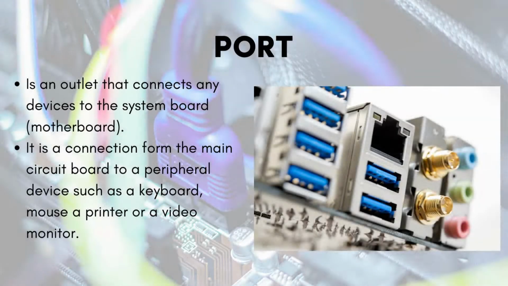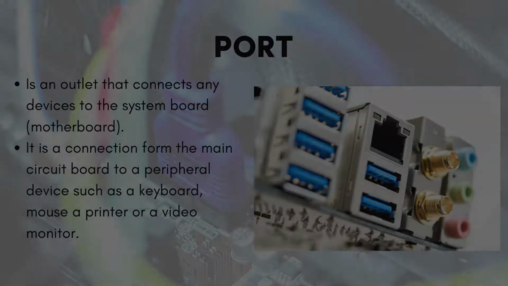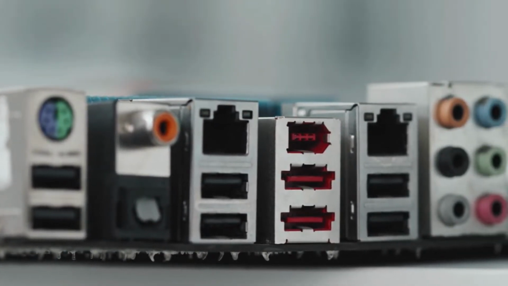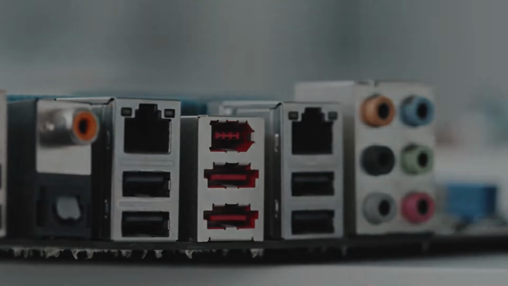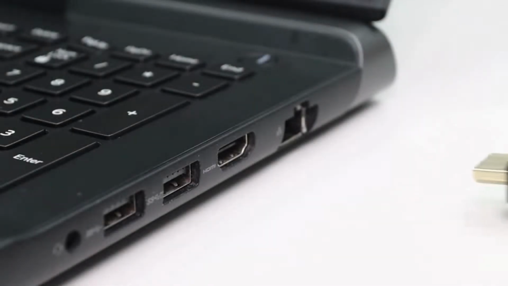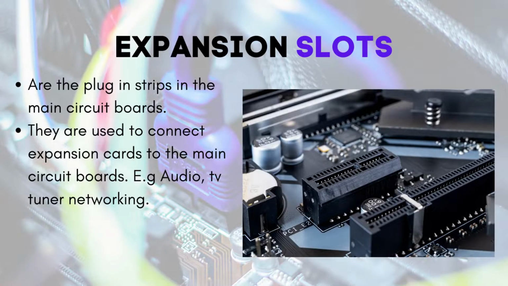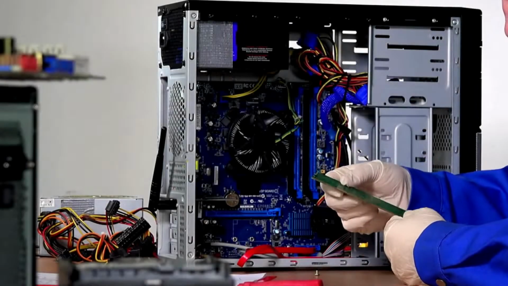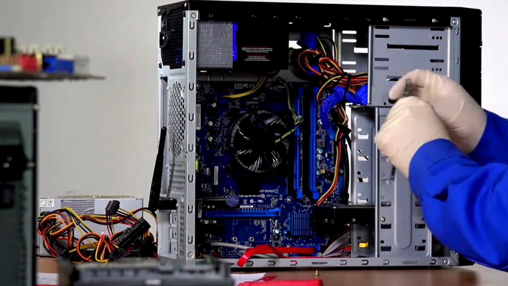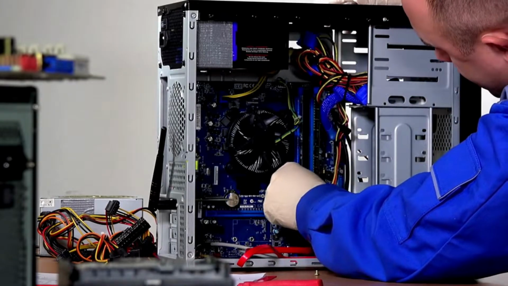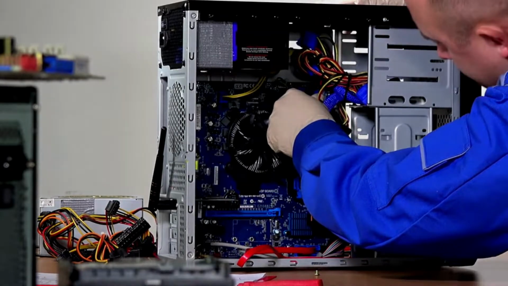A port is an outlet that connects any device to the system board, the motherboard. It is a connection from the main circuit board to a peripheral device such as a keyboard, mouse, a printer, or a video monitor. Expansion slots are the plug-in strips in the main circuit board. They are used to connect expansion cards to the main circuit board. Example: audio, TV tuner, and networking.